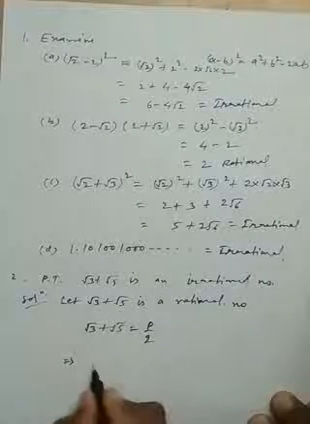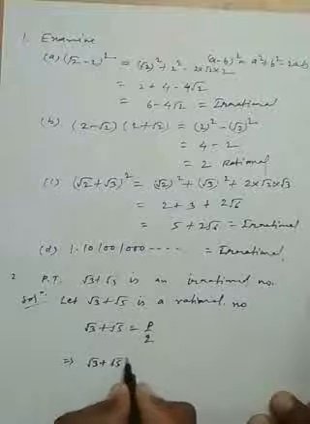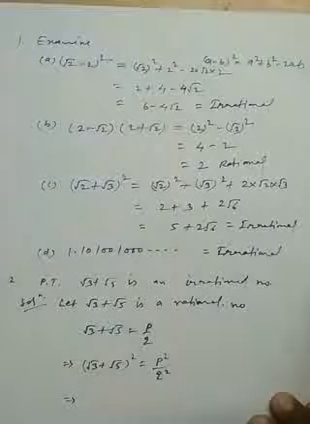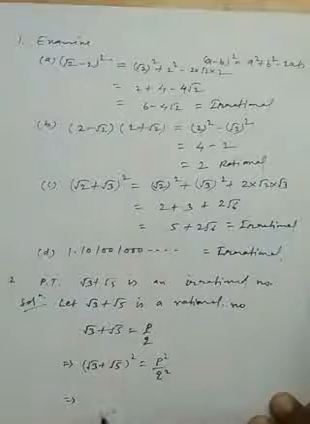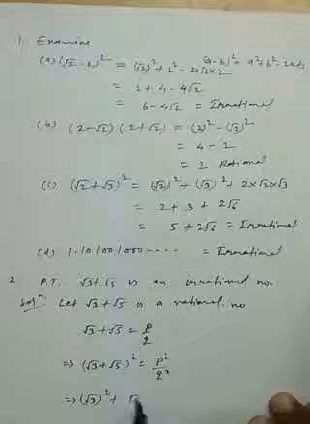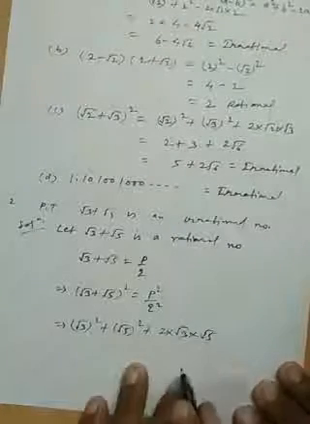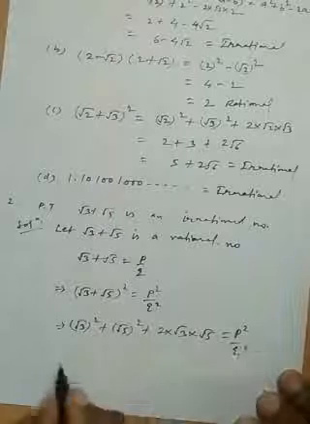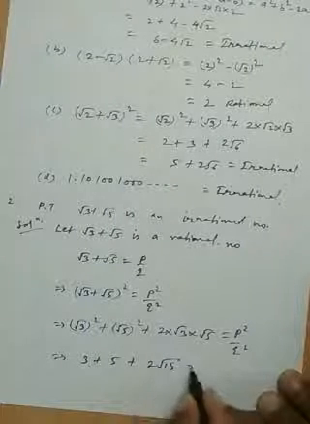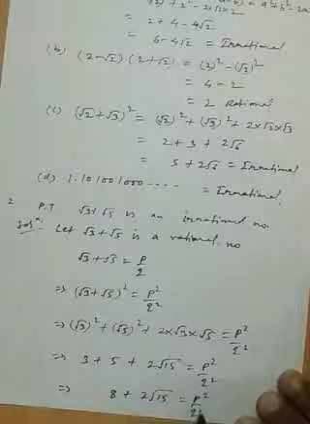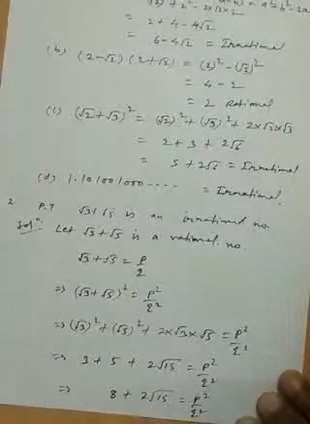Squaring both sides, (√3 + √5)² is equivalent to a² + b² + 2ab. (√3)² is 3, (√5)² is 5, and plus 2 into √15 equals p²/q². 3 + 5 is 8, plus 2√15 equals p²/q².